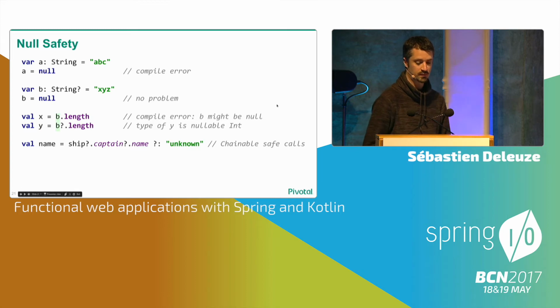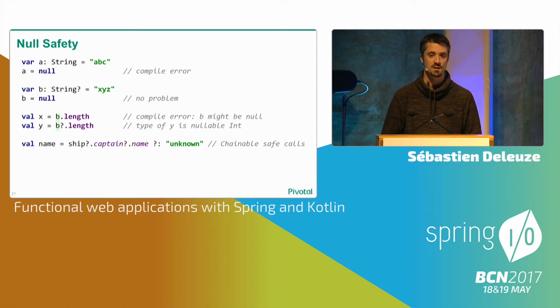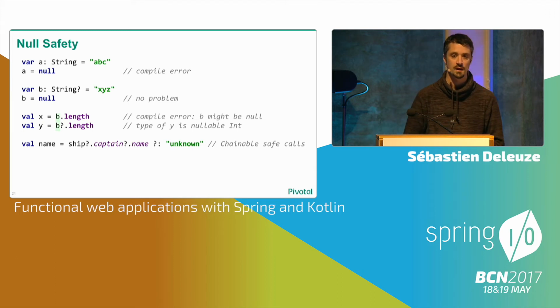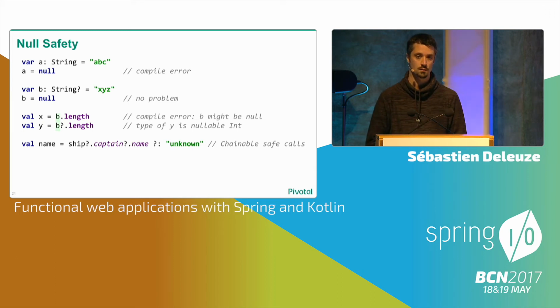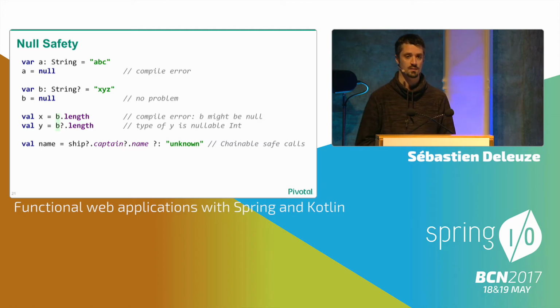Another very important feature is null safety. So in Java, the type system doesn't take null safety into account, so you don't know if a value can be null or not. Usually we try to specify that in our API, in the Javadoc, when we don't forget to do that. But the tooling can't use that, and the compiler is not aware of that. That's why we have null pointer exceptions at runtime.